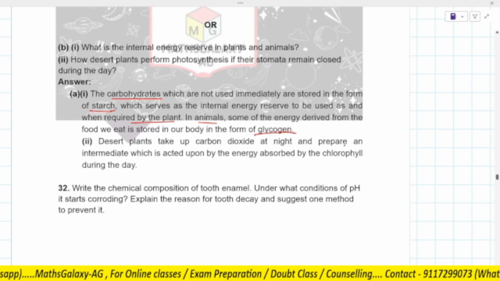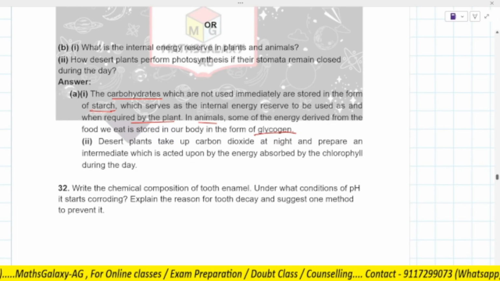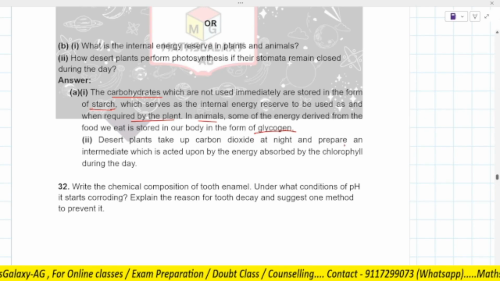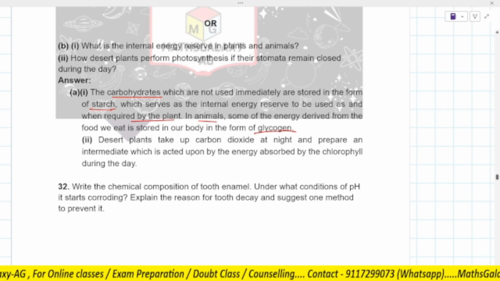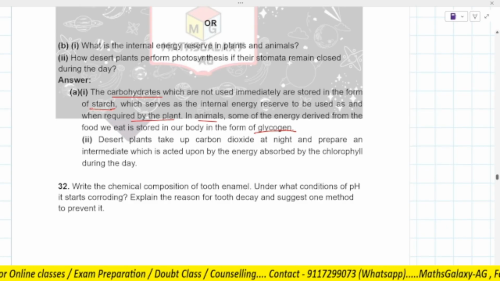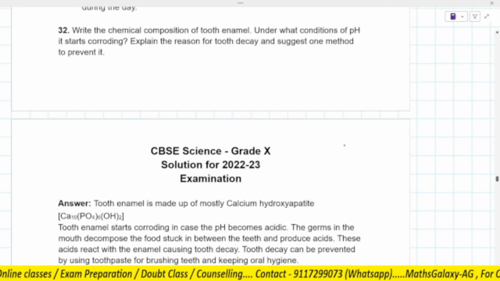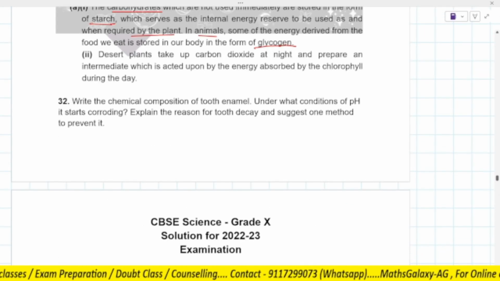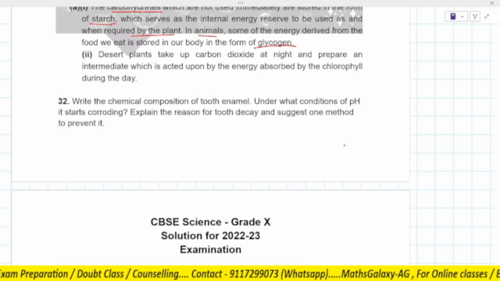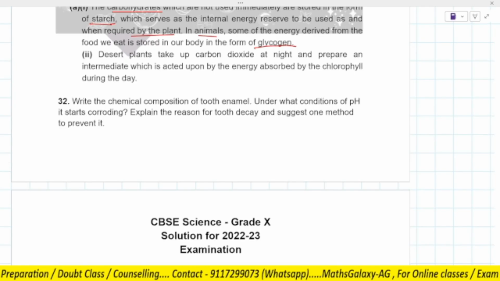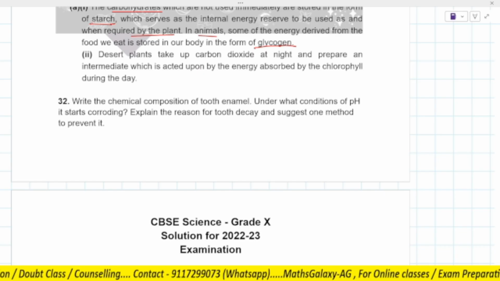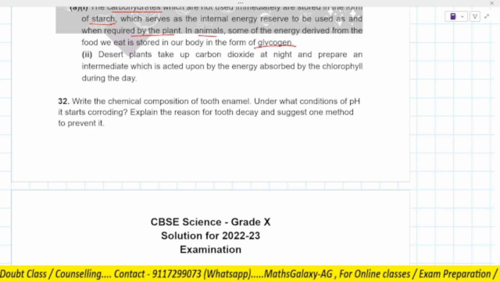Now write the chemical composition of tooth enamel. Under which condition of pH does it start corroding? Explain the reason for tooth decay and suggest one method to prevent it. So what is the pH condition? Okay, the pH condition is acidic? Acidic. Very good. And the chemical composition?